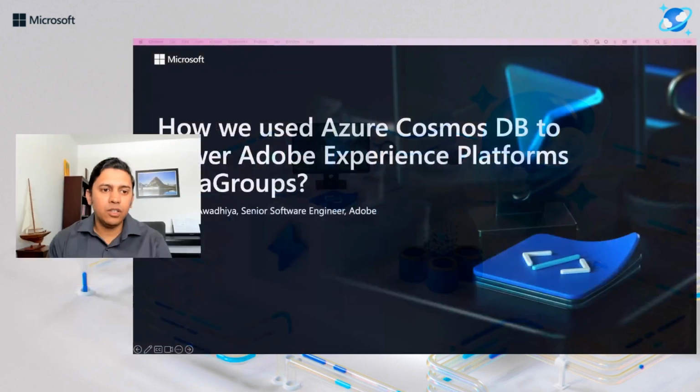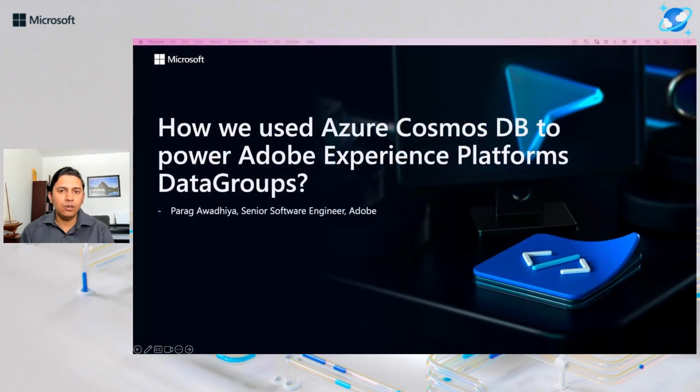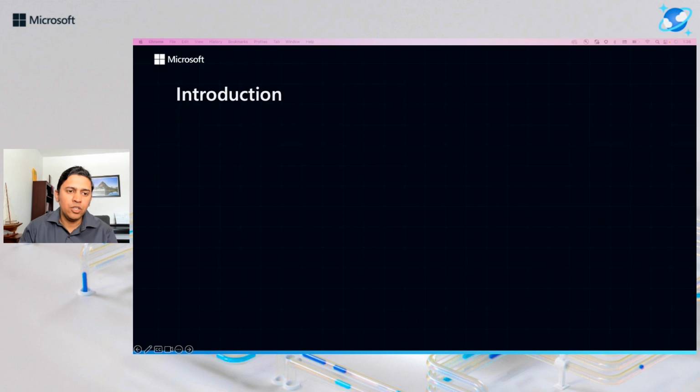Today's topic of discussion is how we used Azure Cosmos DB to power Adobe Experience Platform's Datagroups. Before we move along into the presentation, I would like to discuss a few keywords that will be used throughout this presentation.